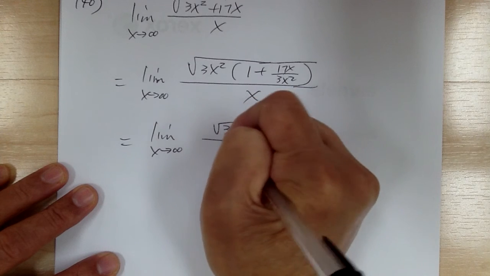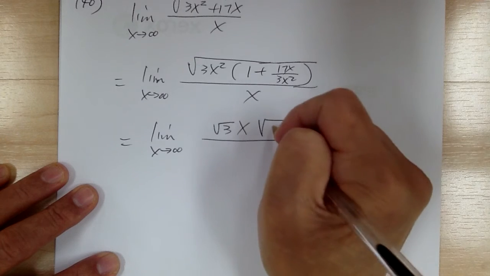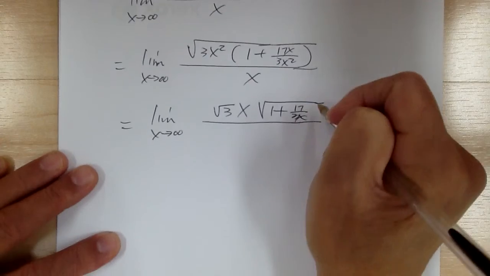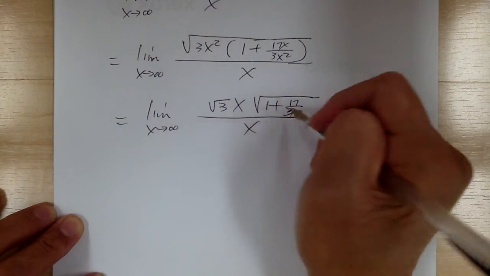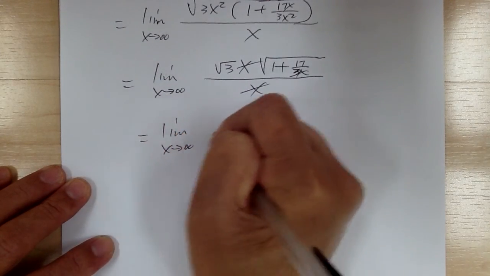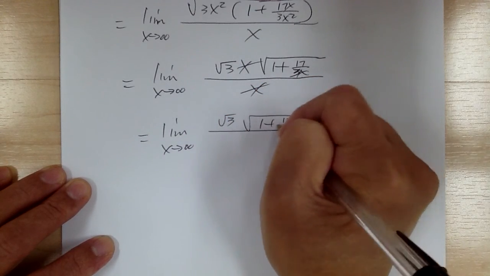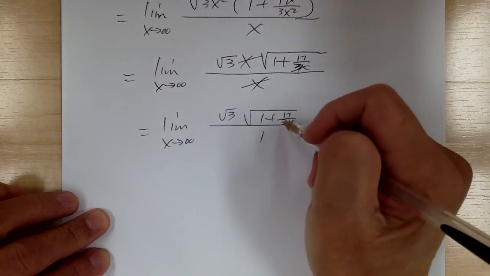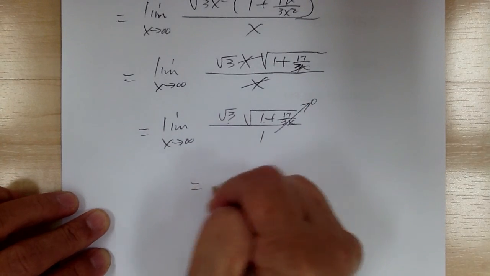So you're going to get the square root of 3x times the square root of 1 plus 17 over 3x, over x. Now the x will cancel out. So you get the limit as x approaches infinity of the square root of 3 times 1 plus 17 over 3x, over 1. Now when x approaches infinity, this is going to become 0. So you end up with the square root of 3 times the square root of 1, which equals the square root of 3.